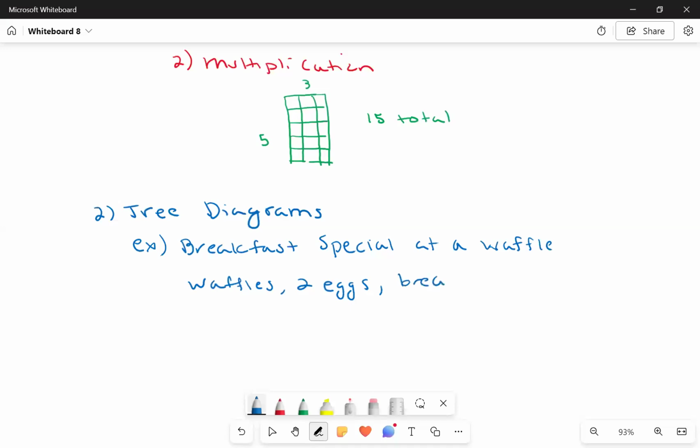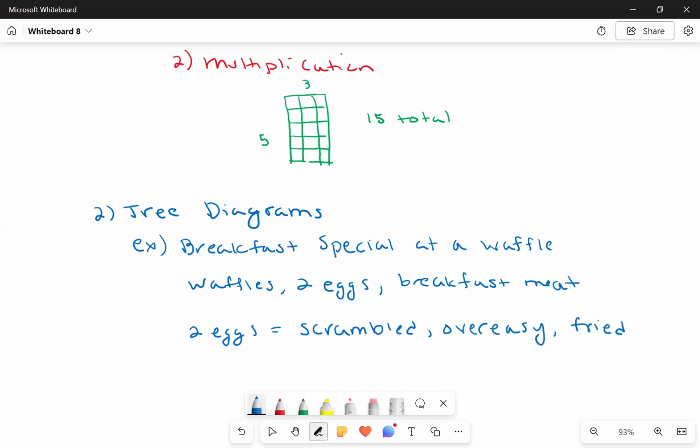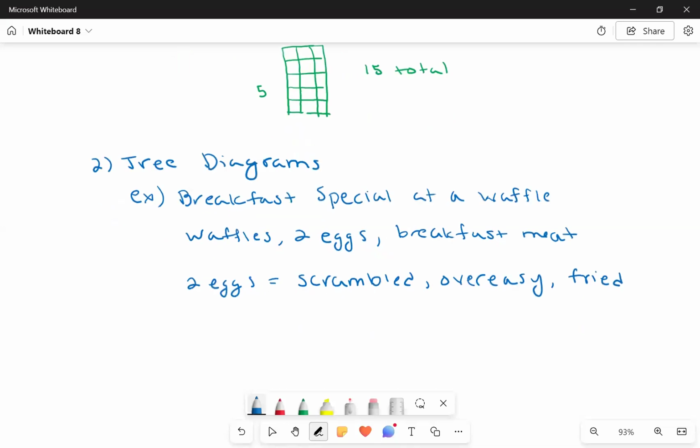For simplicity, I'm going to say that the 2 eggs could be prepared 3 different ways. Let's say scrambled, over easy, which is when you see the yolk, and then fried. Some people have a different word for that, but yeah, fully cooked. So scrambled, over easy, fried.